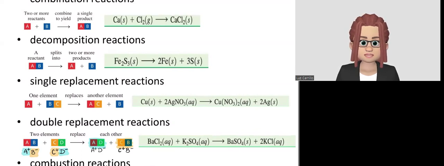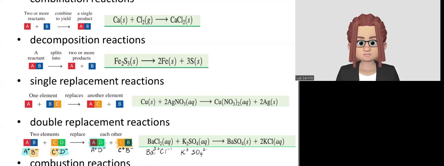We can observe in the example how we have barium chloride reacting with potassium sulfate. Let me break them into ions so we can observe what occurs. When I break into ions, barium chloride is going to show barium 2 plus, chloride 1 minus, potassium 1 plus, sulfate 2 minus.